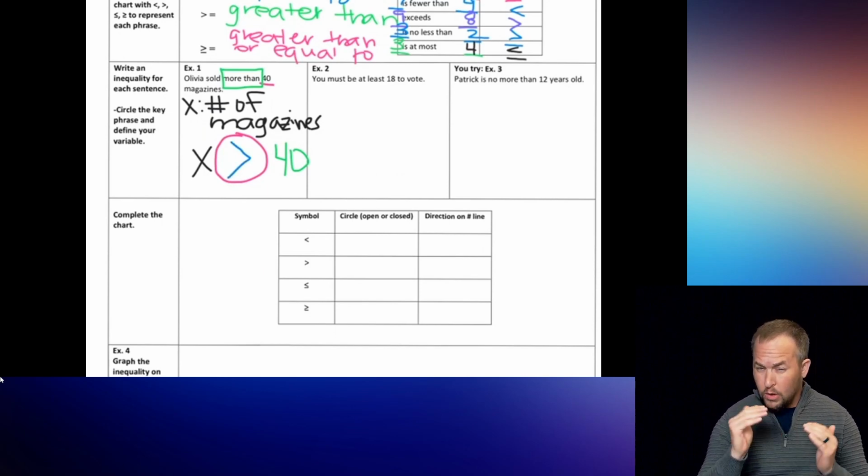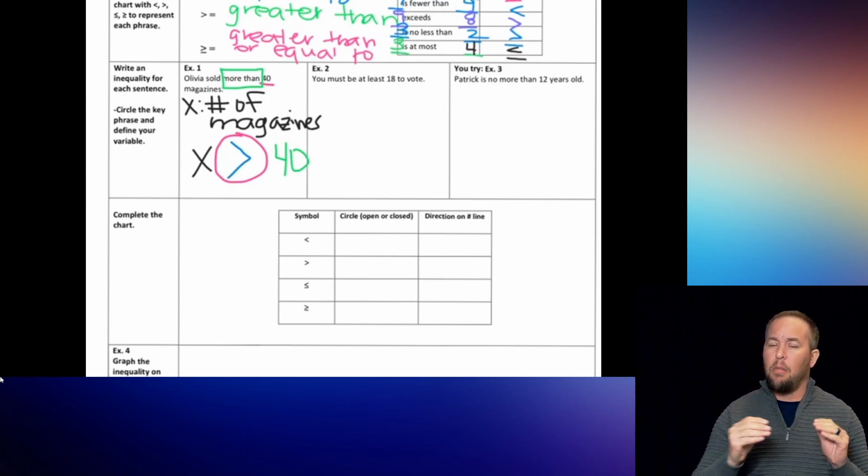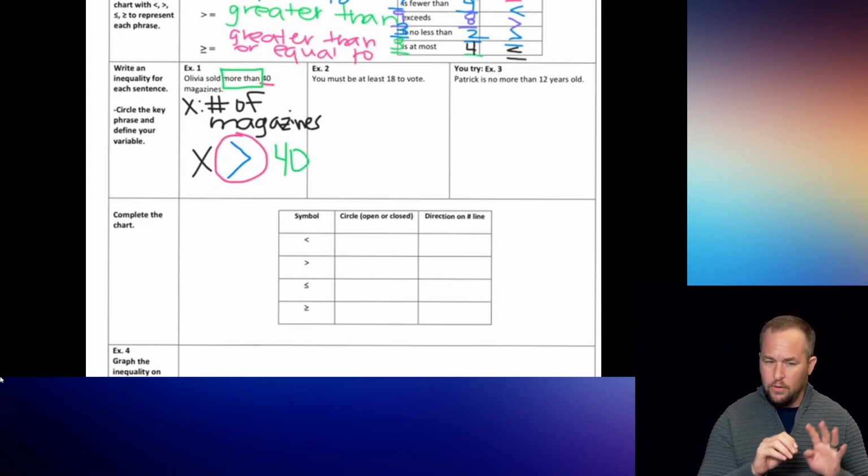So could I sell 40 magazines? Well, no, Olivia has to sell more than 40, meaning that she could sell 41. So that's why it is not or equal to.